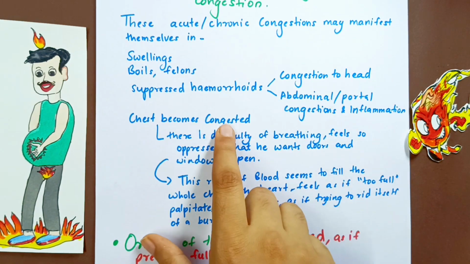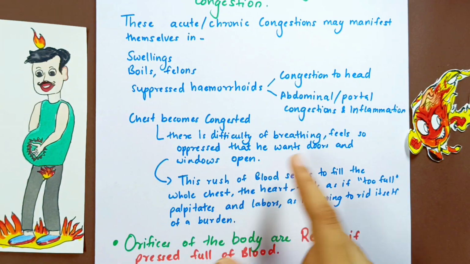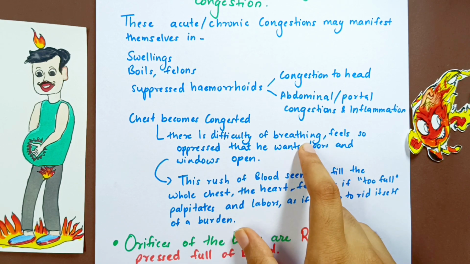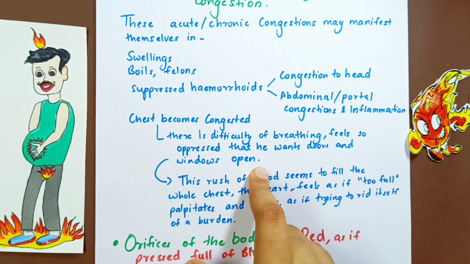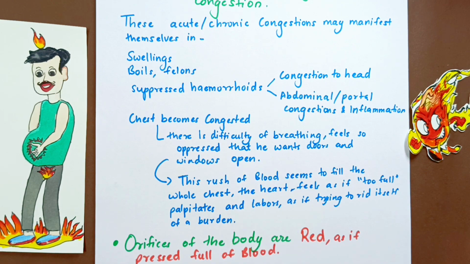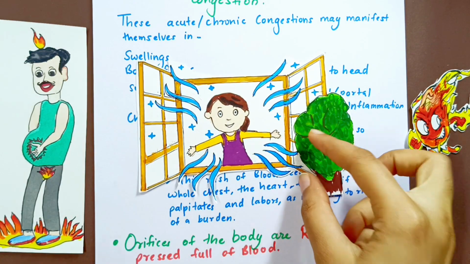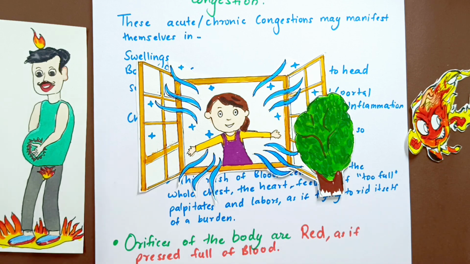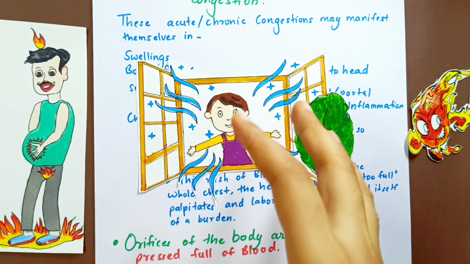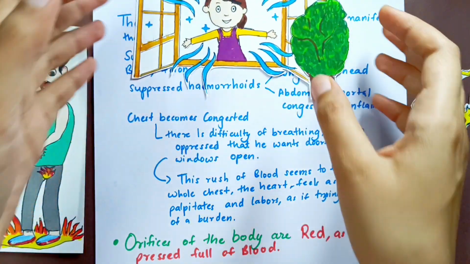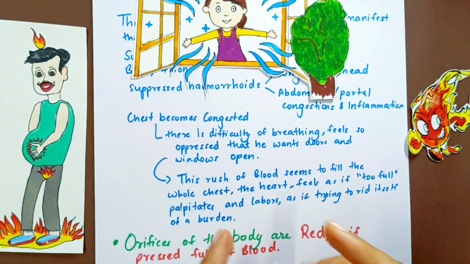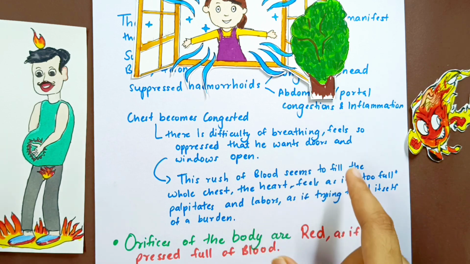Now the chest becomes congested. If the chest becomes congested, there is difficulty of breathing. So the patient feels oppressed and wants doors and windows open. This remedy does have this symptom that they want all the windows and doors open. Even if they're sitting in the room, they will open the window. Here he is talking about it because of this congestion of the chest and the difficulty of breathing, and he wants it open.